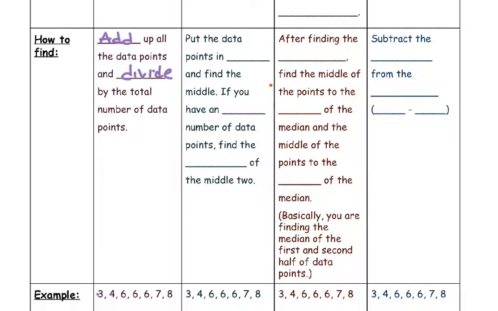So what we do is we take all our data points and we put them in order from least to greatest. And then we find the middle. So you just take your numbers, put them in order from smallest to largest, and the one in the middle is the median. The important thing to remember is if we have an even number of data points, then we find the average of the middle two.